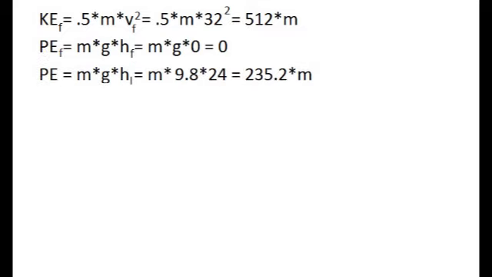Thirdly, we look at the potential energy initial. Okay, you can see I left off the little initial thing. Oh well. Potential energy initial is mass times gravity times the initial height, which in this case is mass times 9.8 times 24, or 235.2 times mass. Next, we have the initial kinetic energy, and that's 0.5 times the mass times v initial squared, which is what we're trying to find. We're trying to find v initial, right?